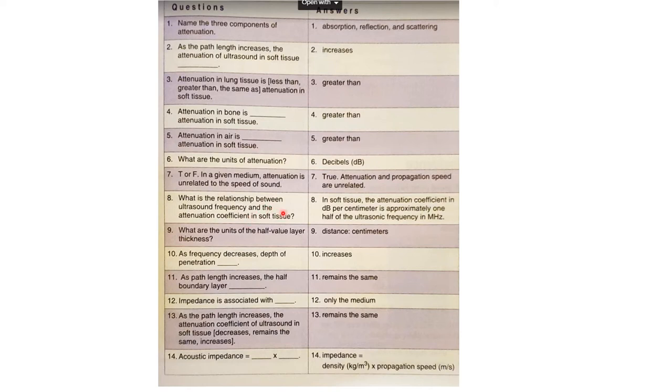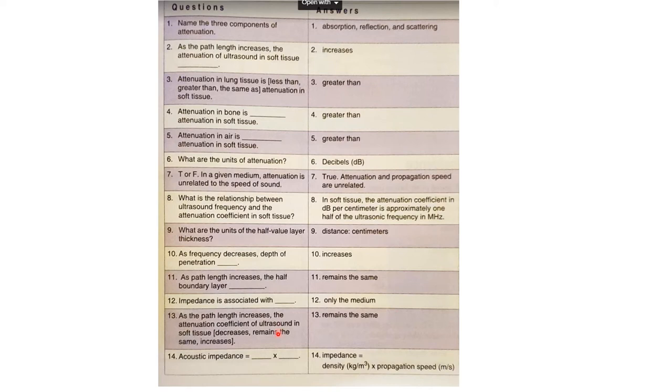What is the relationship between ultrasound frequency and the attenuation coefficient in soft tissue? In soft tissue, the attenuation coefficient in dB per centimeter is approximately 1/2 of the ultrasound frequency in megahertz. What are the units of the half value layer thickness? It's distance, it's centimeters. As frequency decreases, the depth of penetration increases. As the path length increases, the half boundary layer remains the same. Impedance is associated with only the medium.